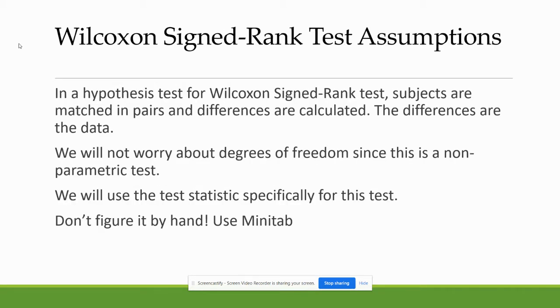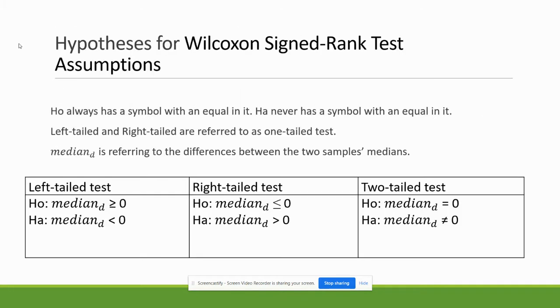So in a hypothesis test for this, again, the subjects are matched in pairs and the differences are calculated, and the differences are the data. We don't have to worry about degrees of freedom since it's a non-parametric test, but we will use the test specifically for this test. So don't do this by hand, use Minitab.